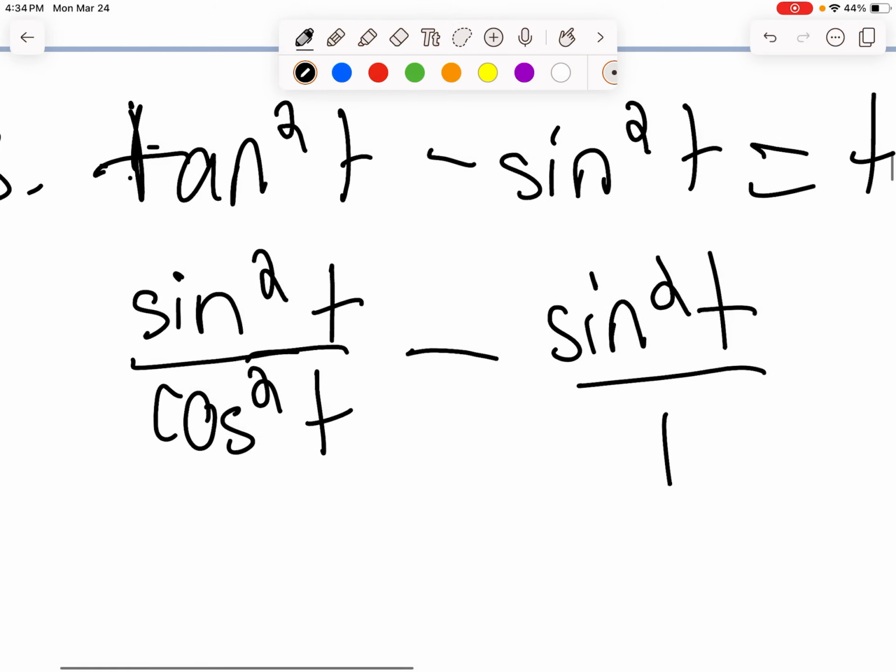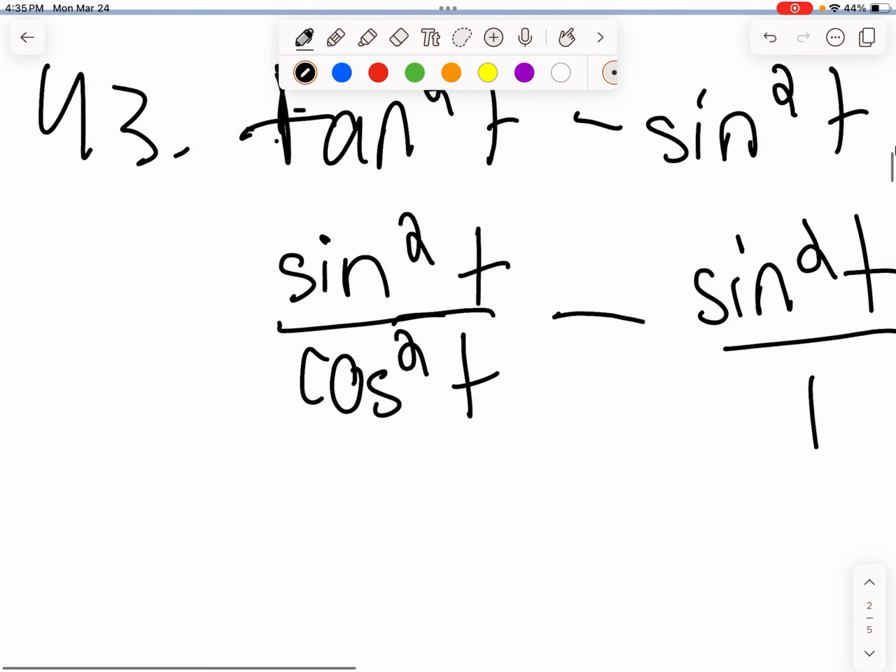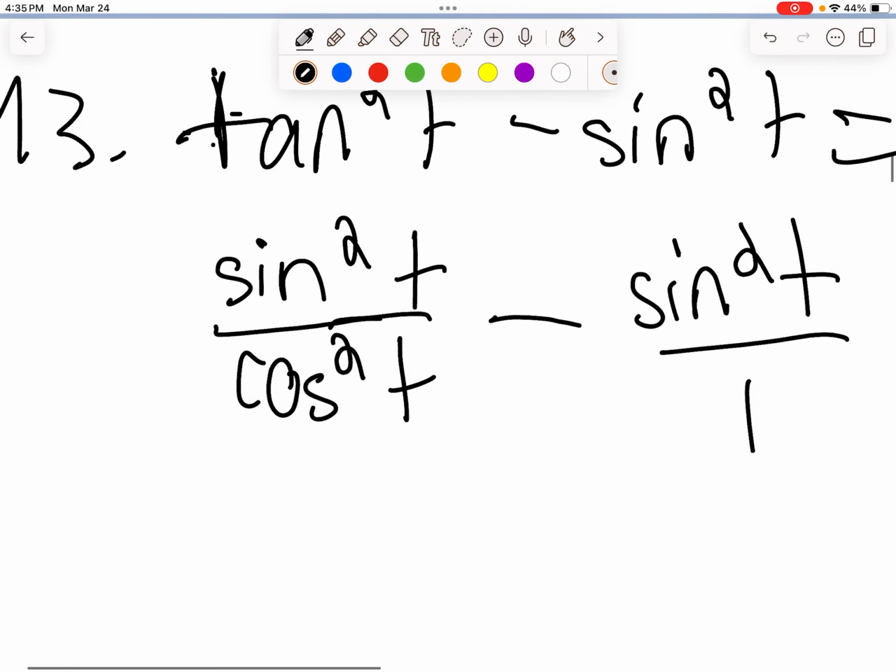So, in order to get them in the same denominator, you have to multiply. Oh, bless you. And I probably should edit that out, but I don't think I have time tonight.